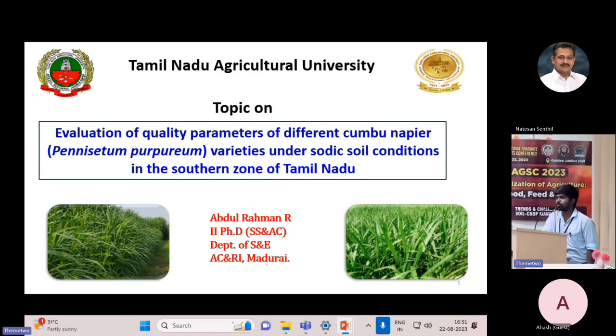Good evening and welcome one and all presented here. Under the theme of trends and challenges in soil crop management, my topic is on evaluation of quality parameters of different Cumbu Napier varieties under the sodic soil condition in the southern zone of Tamil Nadu.